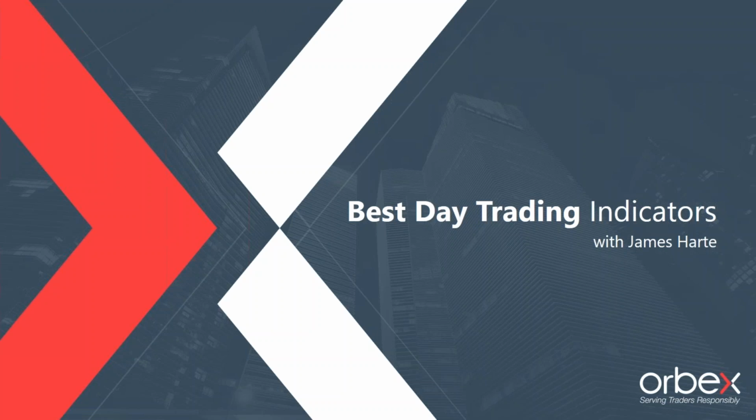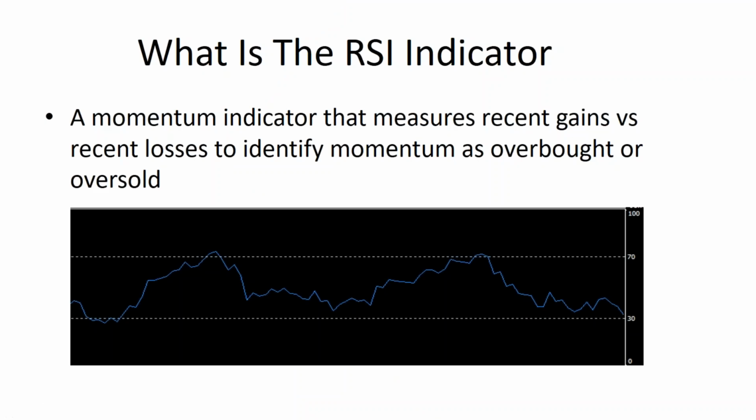So let's kick off first of all by looking at our first day trading indicator, which is the RSI indicator. The RSI indicator is a classic technical indicator which is used to measure momentum in the market, and essentially the indicator is measuring the strength of recent gains against the size of recent losses. It identifies momentum conditions as being either overbought and likely to reverse lower, or oversold and likely to reverse higher. And this can be a really great tool for helping traders identify periods when price is vulnerable to a reversal.